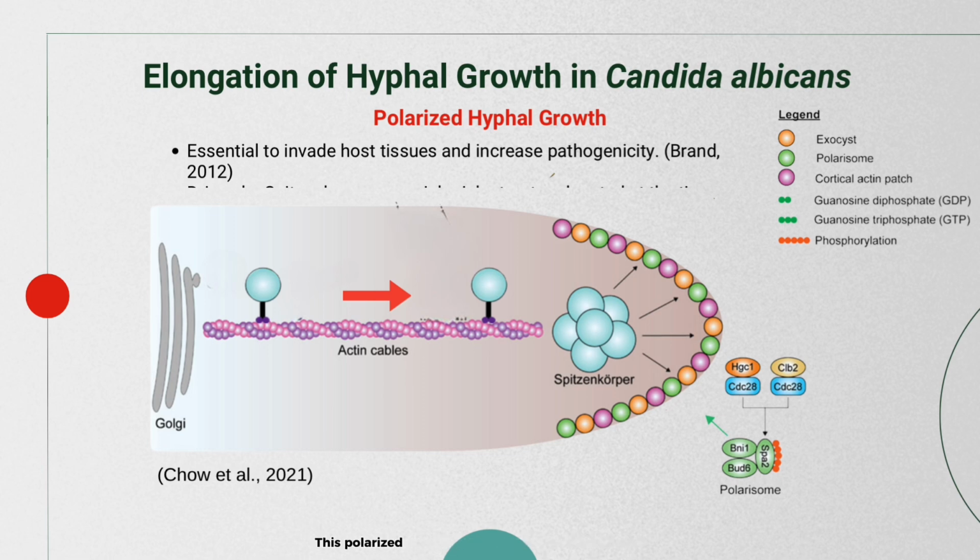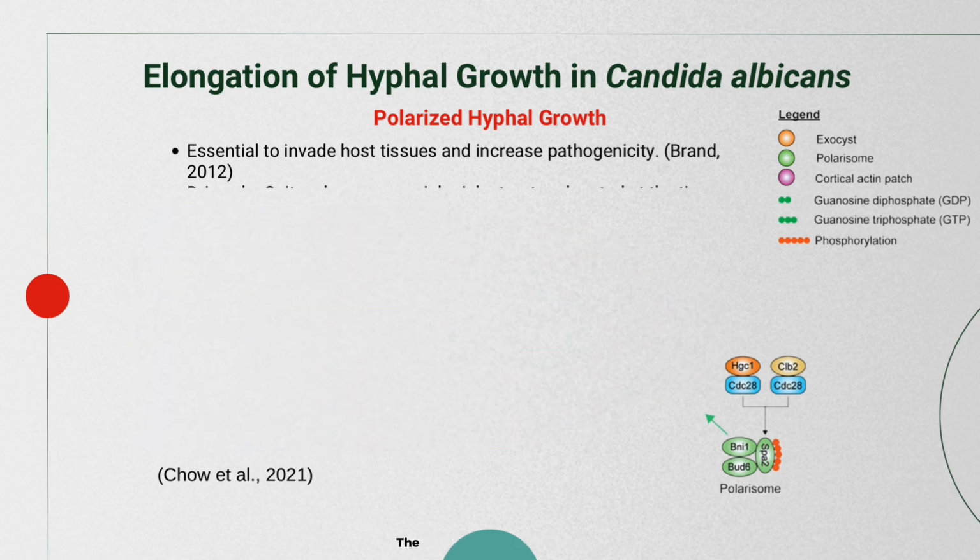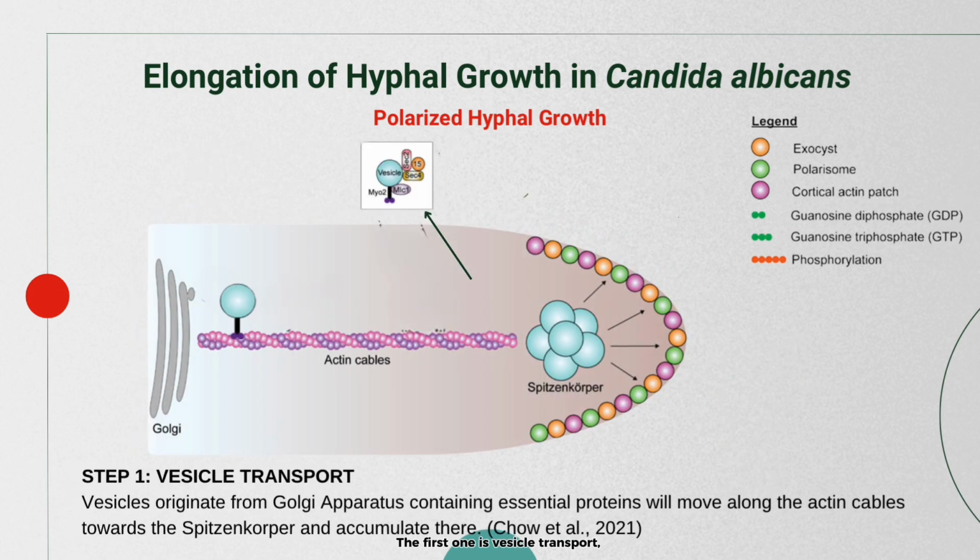This polarized hyphal growth is driven by a Spitzenkorper, a vesicle-rich structure located at the tip, and the function of the Spitzenkorper is coordinated by SPA2, BNI1 and BUD6. The first one is vesicle transport. Vesicles that originate from the Golgi, containing essential proteins for hyphal growth such as SEC4, SEC2, and MLC1, will travel along the actin cables via MYO2. Those proteins will accumulate at the Spitzenkorper.